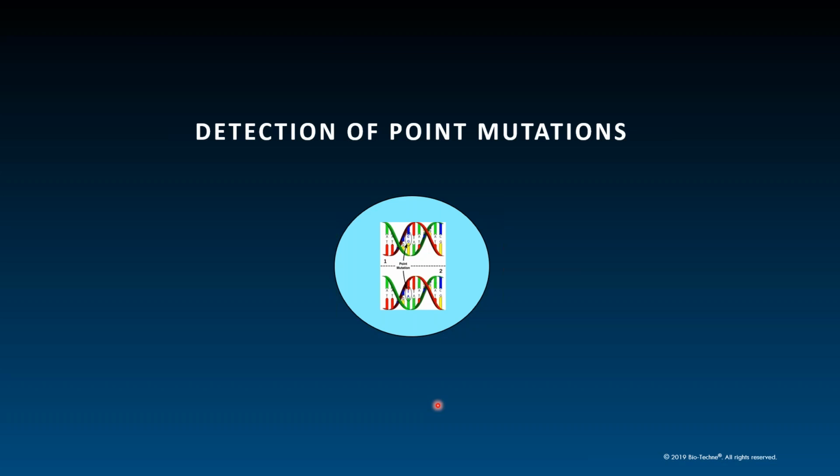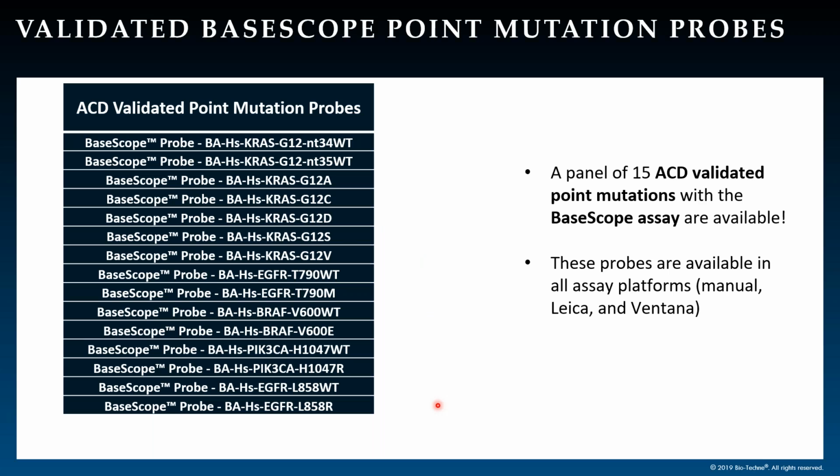Next, we're going to look at an example of how this assay was used to detect point mutations. As I mentioned, within ACD, we have several different point mutations that we have validated in-house. And these are your key targets like KRAS, BRAF mutations, EGFR, and PI3K, which are most commonly found in a number of malignancies and are of interest for researchers. So we have validated these in-house, and we know these probes are specifically able to identify target point mutations.